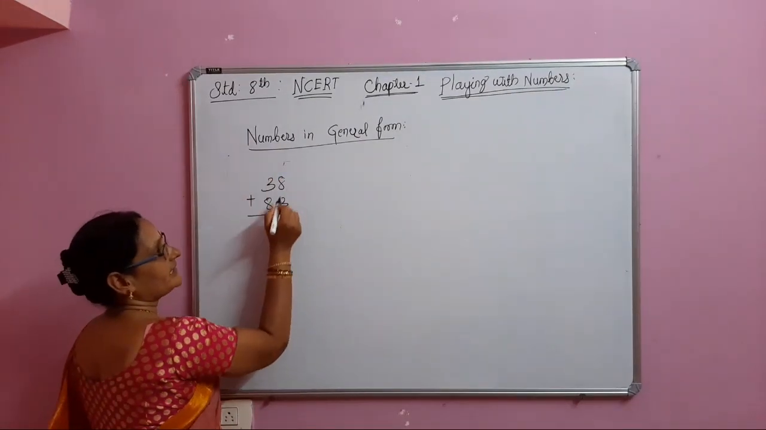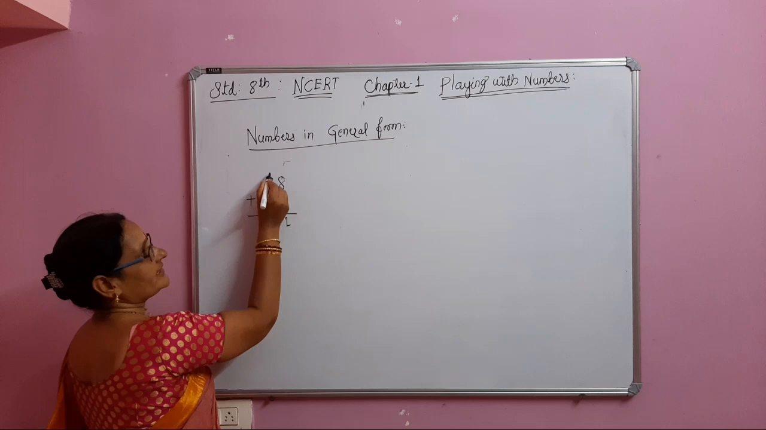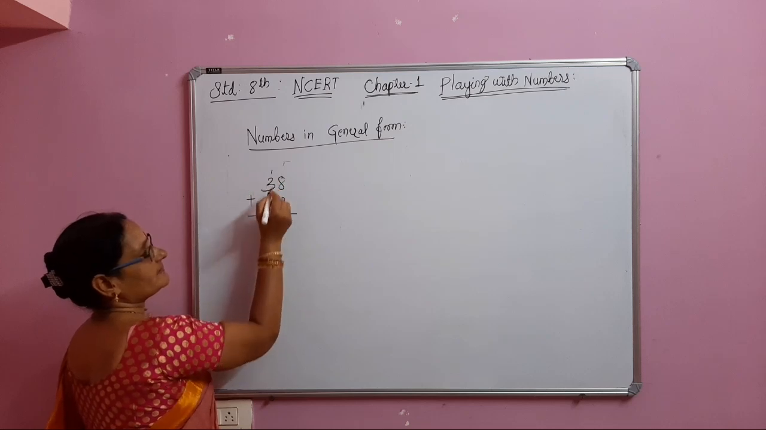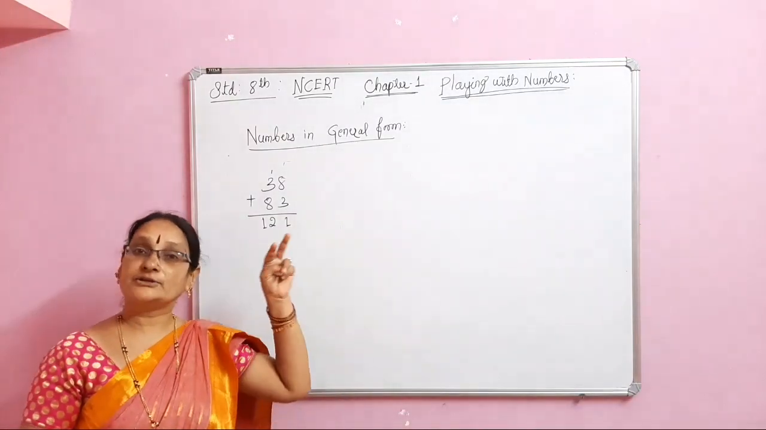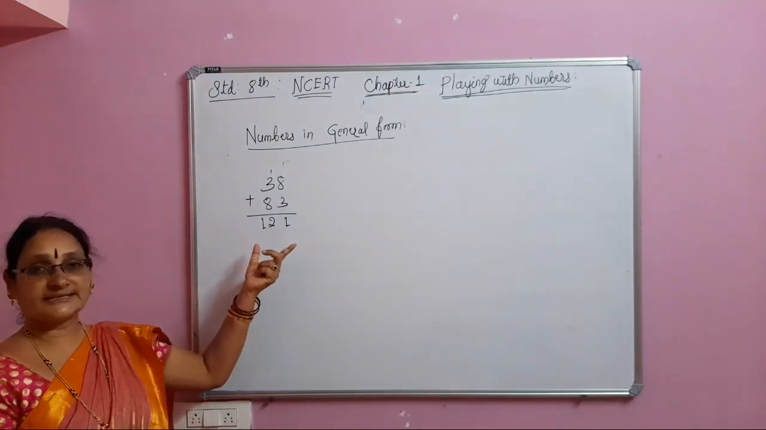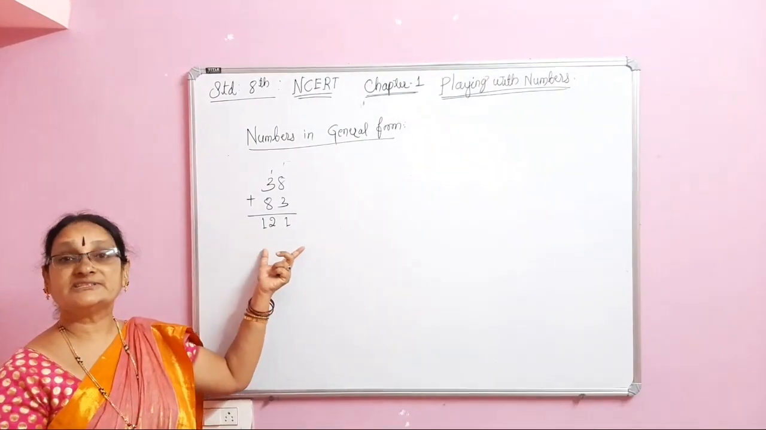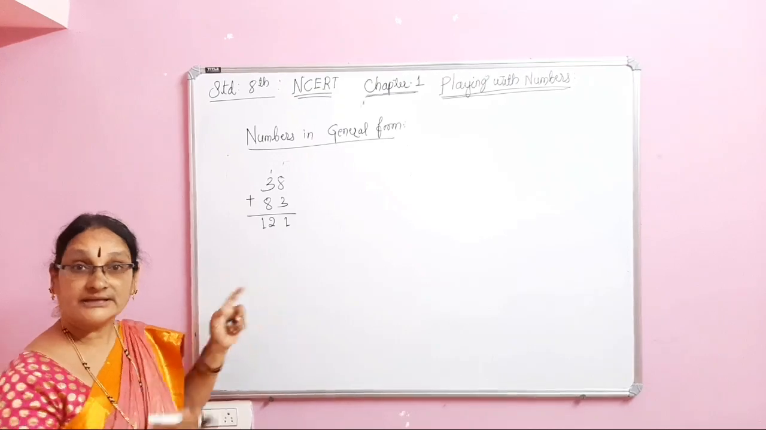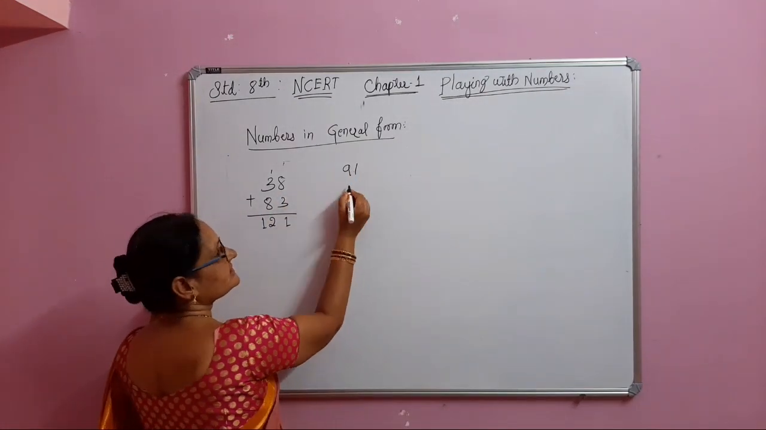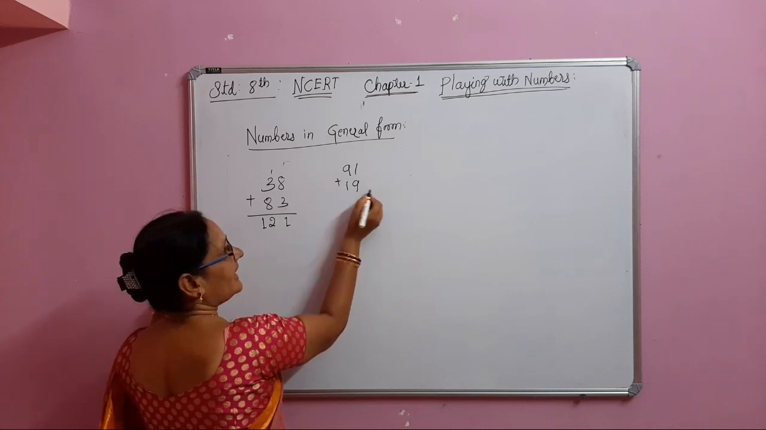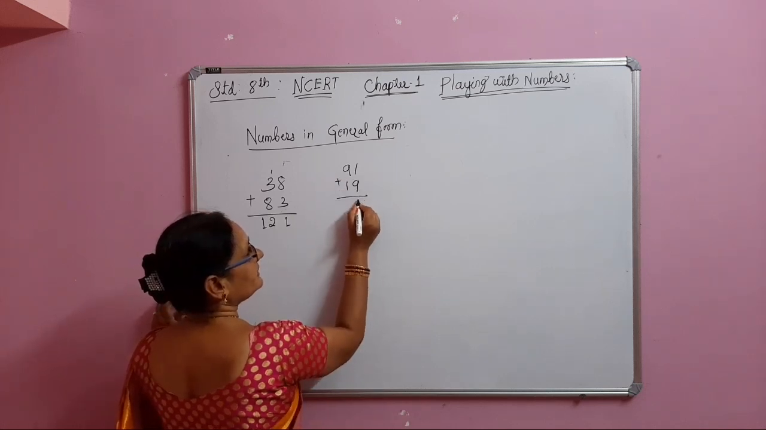Now you add them. 8 plus 3 is 11, carrying 1. 3 plus 8 is 11, plus 1 is 12, so 121. See, whenever you take any 2-digit number and reverse it, and add those numbers, the sum you get is divisible by 11. You can try any number of numbers. See now 91. You reverse it, that is 19. Add it: 9 plus 1, 10.